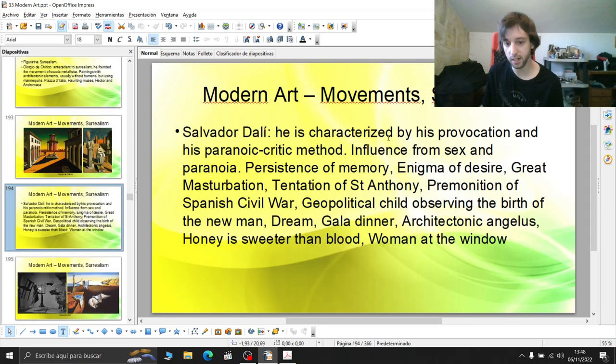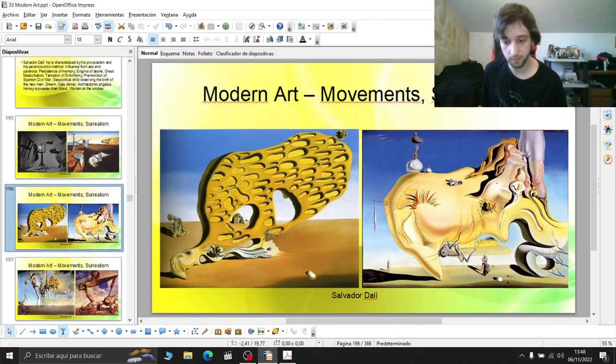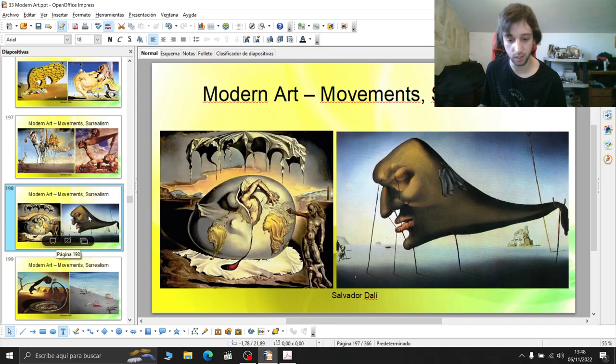Salvador Dalí is characterized by his provocation and his paranoiac-critical method, with influence from sex and paranoia, The Persistence of Memory. Well, here are the different artworks. This is a photograph, obviously not made by him. Here are paintings. He made a lot of interesting paintings.